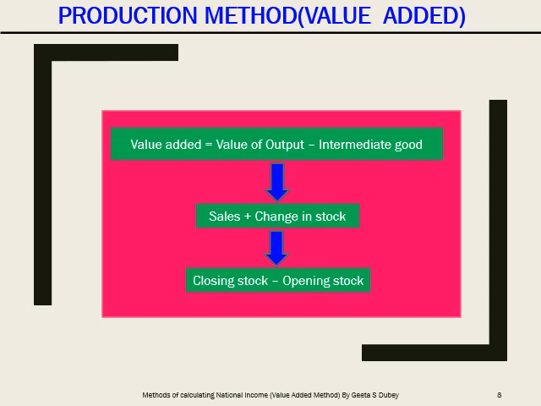Thus, value of output is equal to sales plus closing stock minus opening stock. By deducting opening stock from closing stock, we get change in stock. Therefore, value of output is equal to sales plus change in stock.